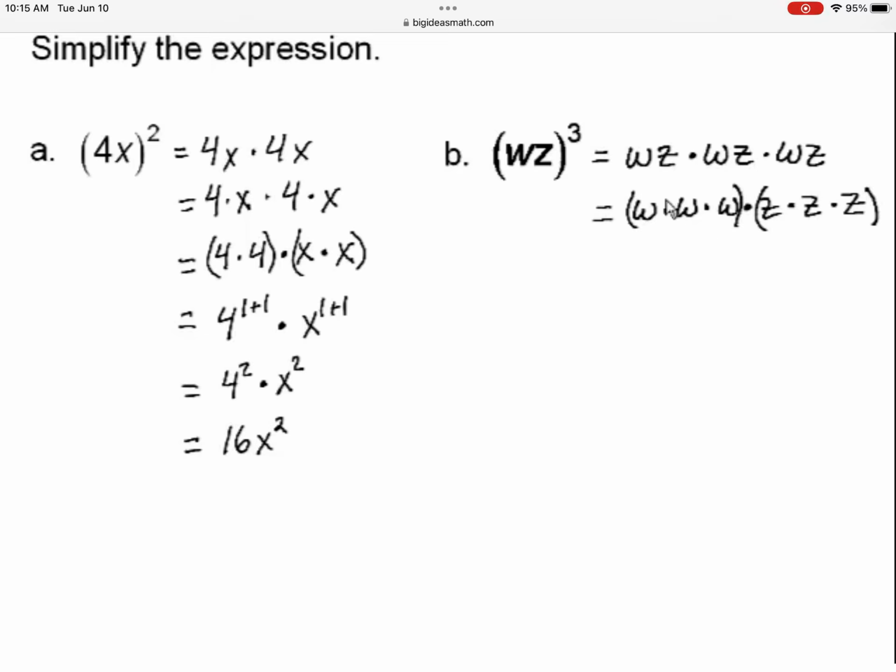Make sure that there are still 3 w's and 3 z's. Now use the product of powers property to add the exponents. We have the base w with exponents 1, 1, and 1. And we have the base z with exponents 1, 1, and 1. When we add the exponents, we get w cubed times z cubed. So, the simplified expression is w cubed times z cubed.